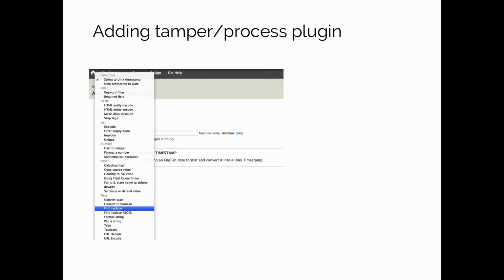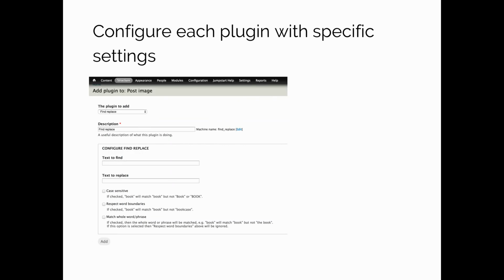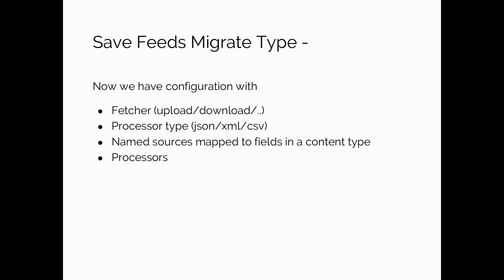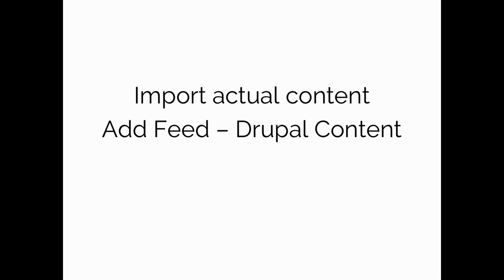And then again, adding tampers or processors, the way they're called in Migrate, this is a good interface that has been proven to be very useful, and we don't need to reinvent the wheel that actually works. Then you save the type, and then similarly as in Feeds, you add an actual importer where you define parameters, like you will define the URL, how often you need to import, and all these things.